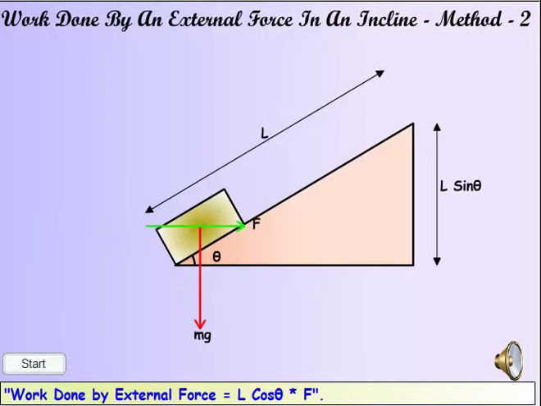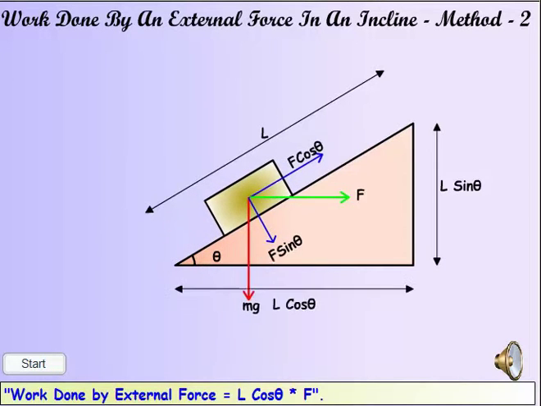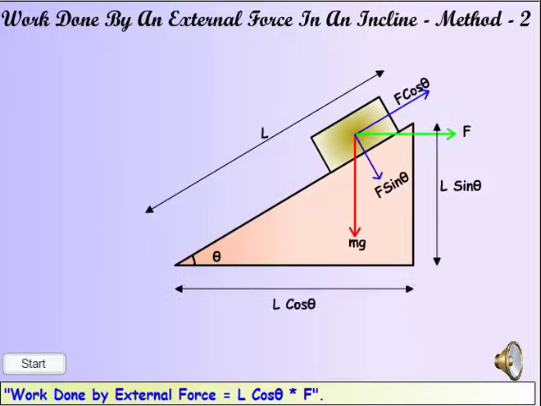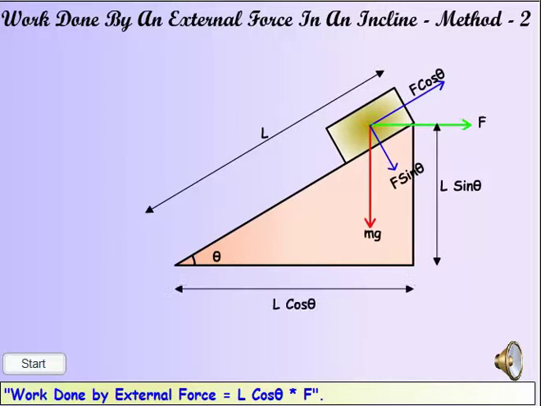We can compute the work done by an external force in moving the block up the incline in another way. We will not resolve F, but instead find the distance travelled parallel to F. So the work done is F times L cos theta, which is the same as the work done in the earlier method of resolving the forces.